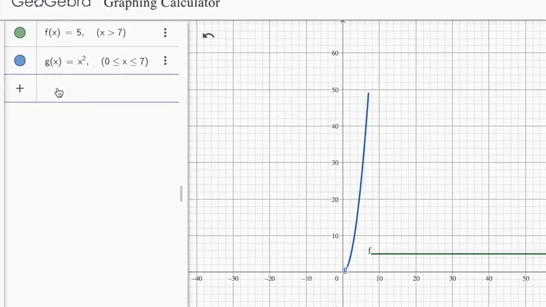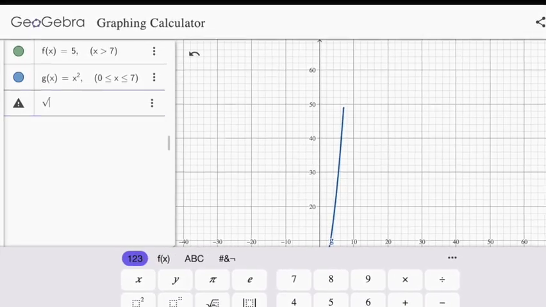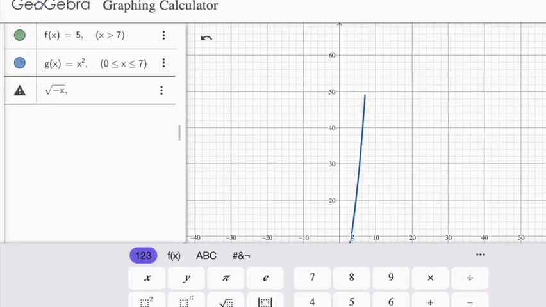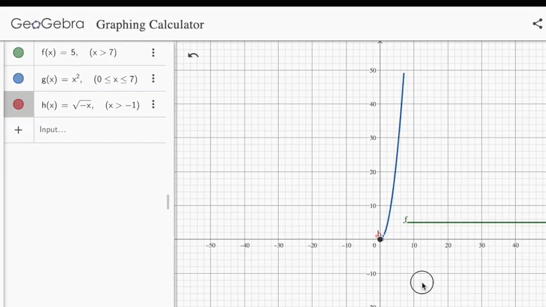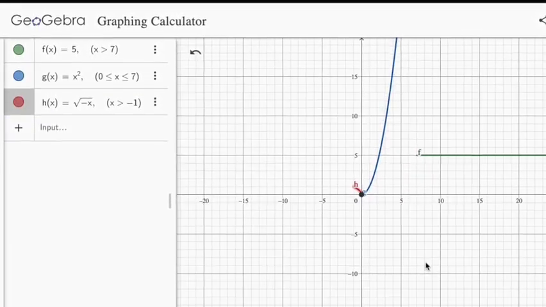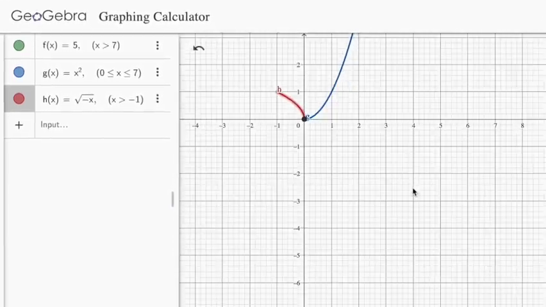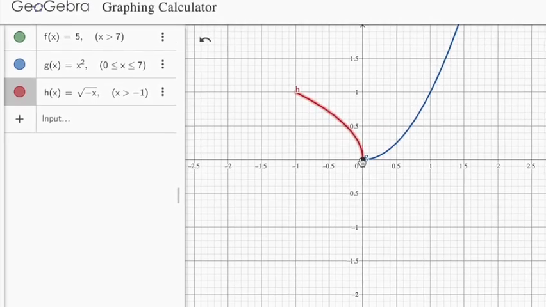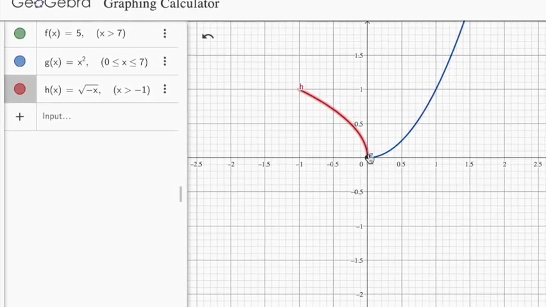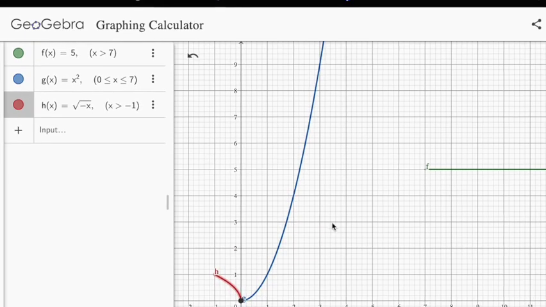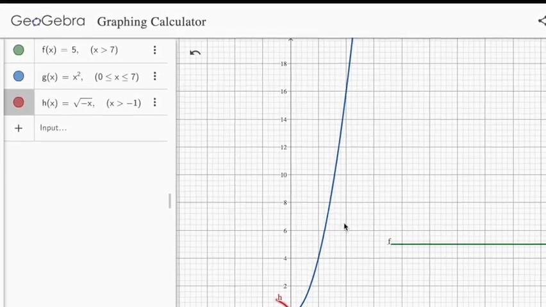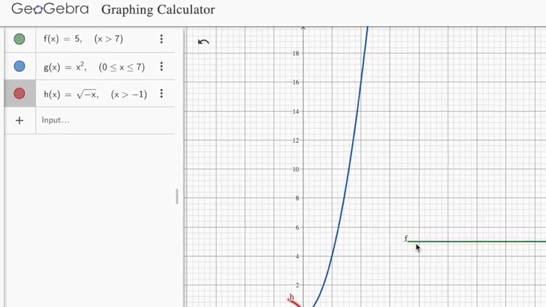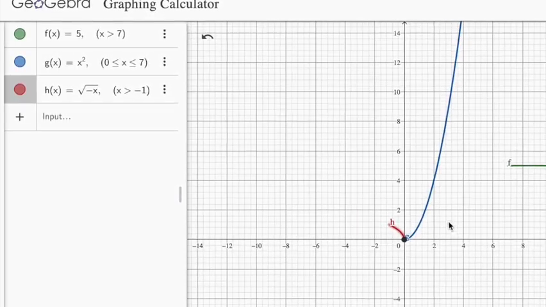Let's do the square root of negative x, and then I want to put a comma and then put my restricted domain. So when you zoom in, you can see that these pieces meet up. Sorry if I'm making you motion sick here. These two pieces, the quadratic, which is blue, and then the line, which is green, don't meet up. But this one does.